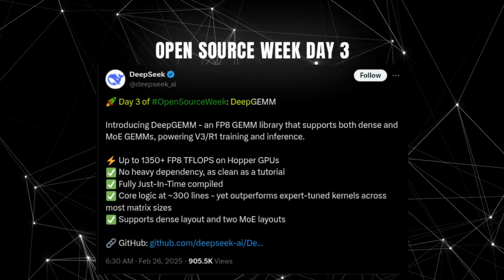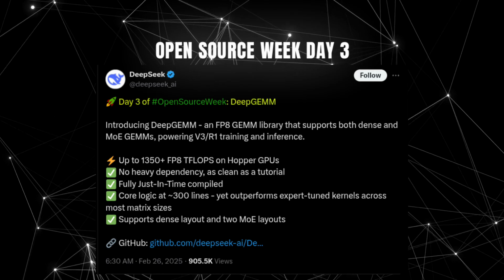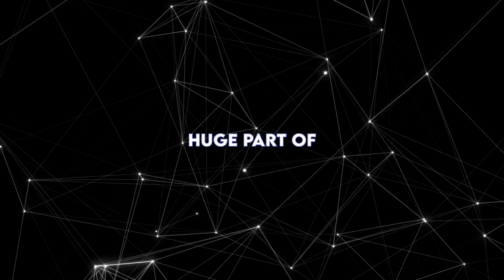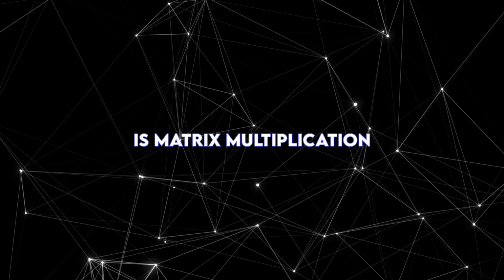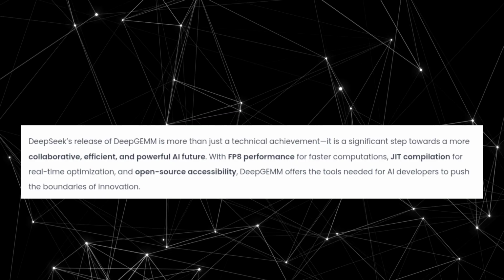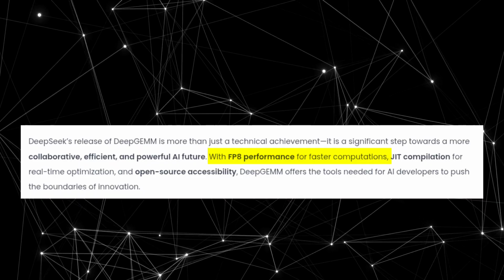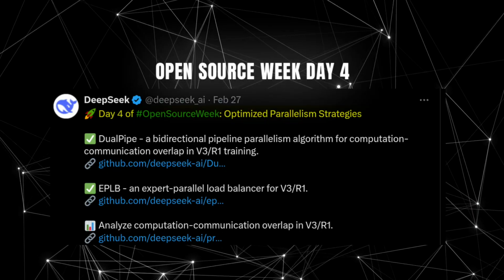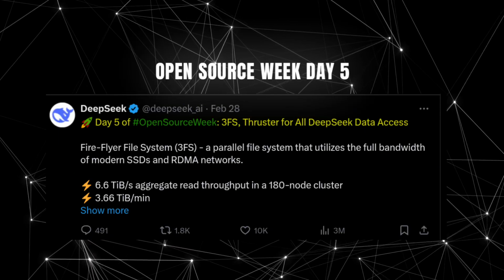Day 3 brought us DeepGEMM, which optimizes matrix multiplications. AI models are basically giant math calculators, and a huge part of what they do is matrix multiplication. DeepSeek optimized this process at the lowest level, making it up to 2.7x faster in certain cases. And so days 4 and 5 were also insane.